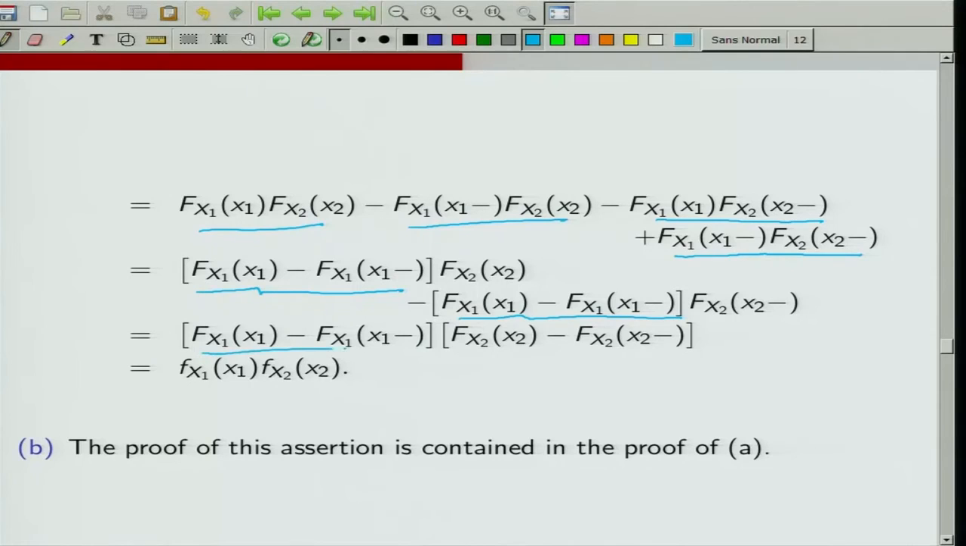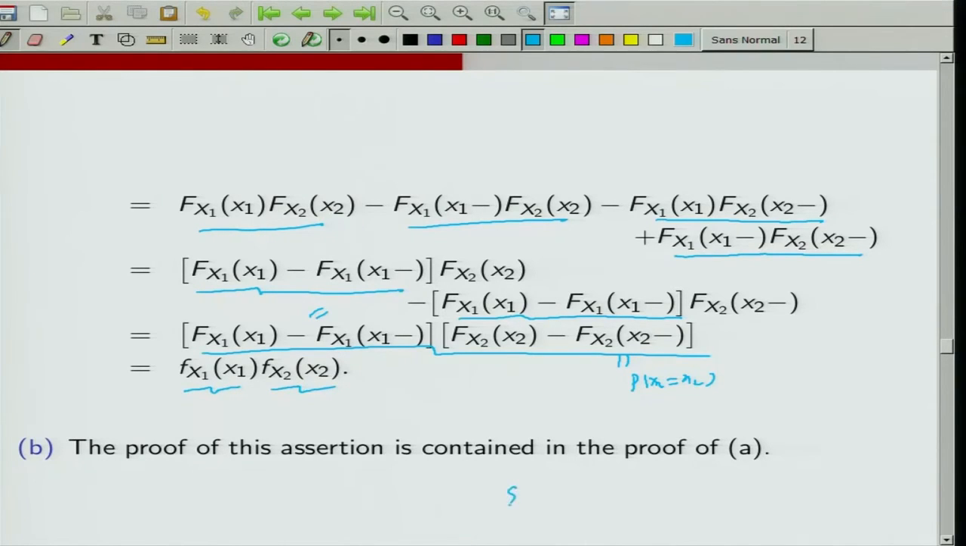So, combining this, I get the quantity fX1(x1) multiplied by fX2(x2). But this quantity is the same as probability X1 is equal to x1, which is the same as fX1(x1). And this quantity is the same as probability X2 is equal to x2, which is the same as fX2(x2). So, the given condition is satisfied. What we saw is that if you have to check independence, you look at the joint PMF and check whether the joint PMF is the same as the product of marginals or not.